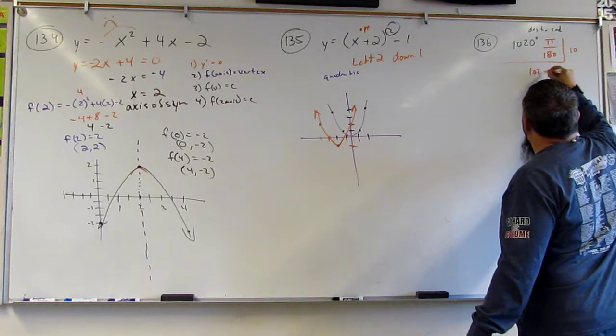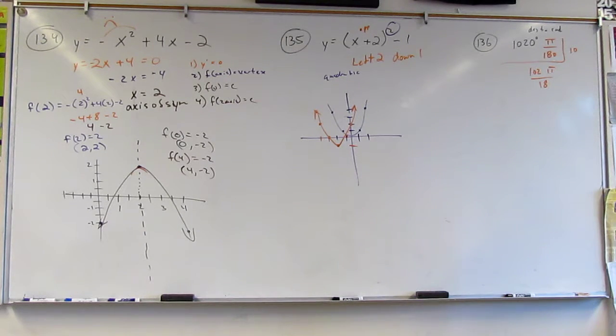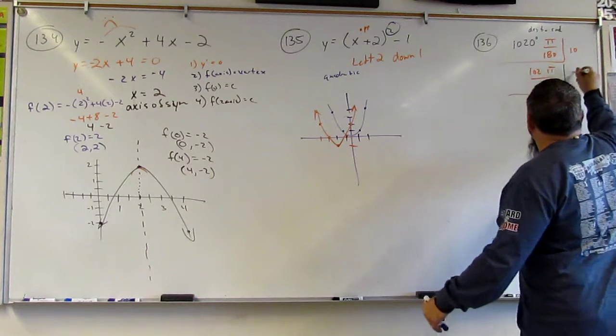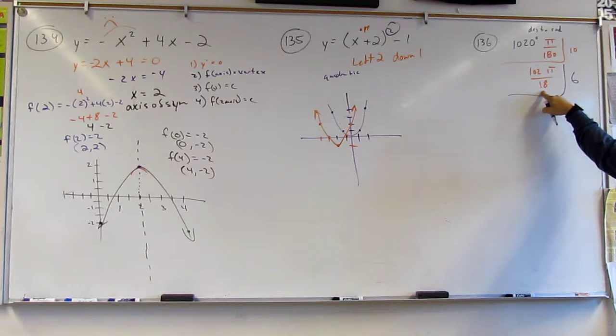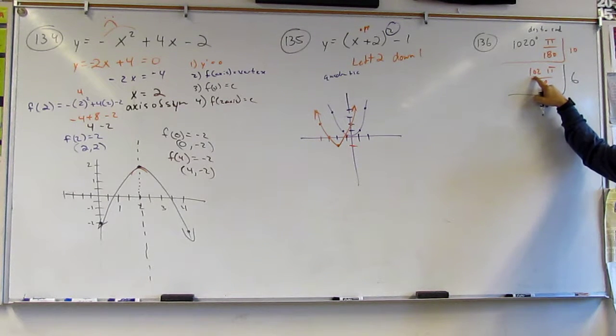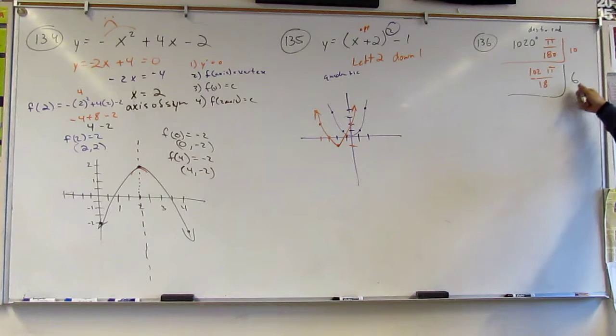So that'll bring me down to 102 pi over 18. And then I think about what goes into 102. Well, I know 2 does. I know 3 does. So I know 6 does. That's a start. I'm sure 18 does, but we don't know. But I know, because this is 18, that 3 goes into it. I know 2 goes into 102. I know 3 goes into it. 1 plus 2 is 3. So if 2 and 3 go into it, what's 2 times 3? 6. So we know 6 does.